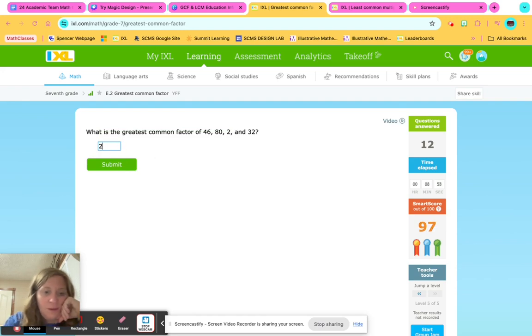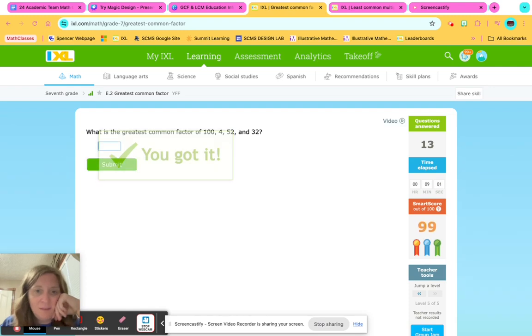Come on, IXL. Give me something harder. Okay, this one will work. This one's good, but again, with 4, you have to see if 4 goes into all of these. 4 goes into 52, it goes into 32, and it goes into 100, so it's 4.